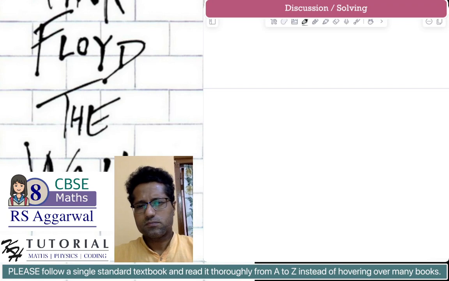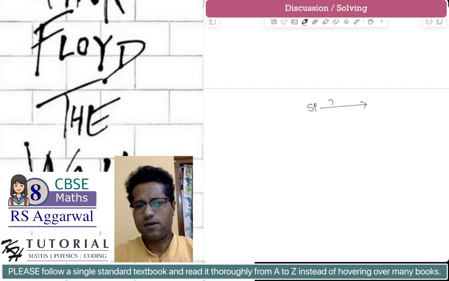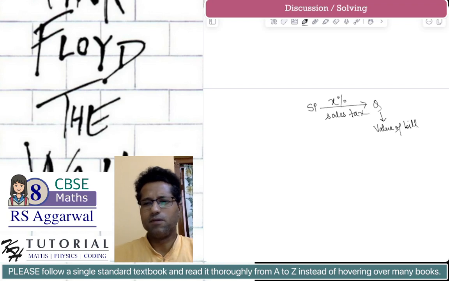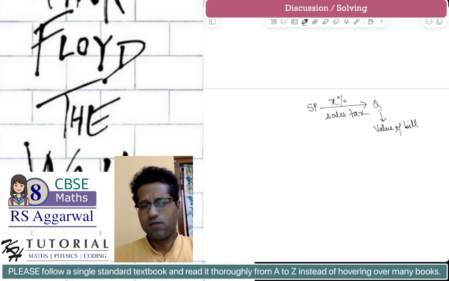So you have SP, that is the selling price. Sales tax is computed based on the selling price. So you have X% sales tax, and you have the final, let's say Q, that is the bill, value of bill, that is the final amount payable by the customer. Now, the sales tax is computed based on the rate of sales tax and the selling price. But remember, how are we getting the selling price?